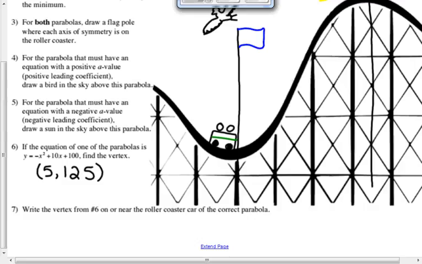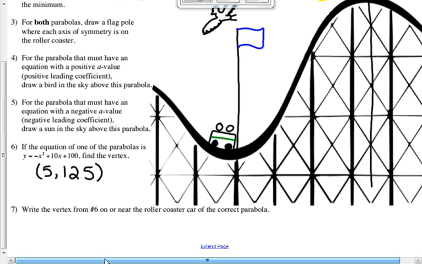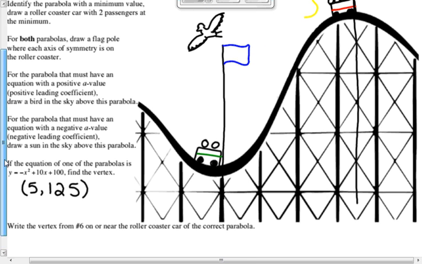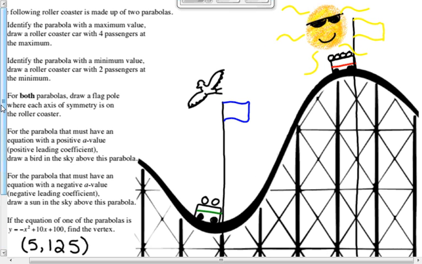It's going to have to be the parabola that's going down, okay? Because a normal parabola goes up. Once you throw that negative in there, it's a reflection, okay? It's a change, it's a transformation, so it's going to have to be the parabola that's going down. So we're going to say that it is going to be the one on the right. And it wants us to write that vertex, (5, 125), on or near the roller coaster car of the correct parabola. We just said it was going to be this one on the right. So I'm going to come in and write (5, 125).